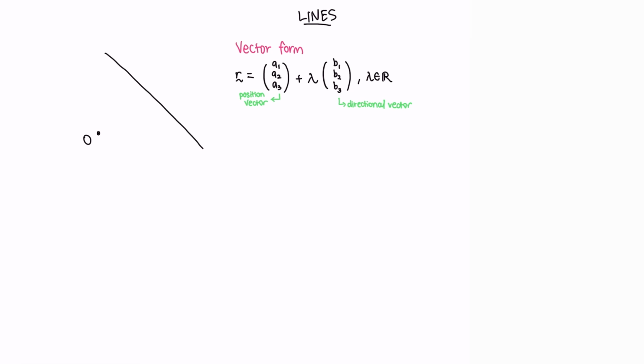Hello everyone, today we'll be moving on to lines. This is in a three-dimensional space. So how do I describe this line? Let's say I know a point A on this line. So what I can do is find the position vector OA.